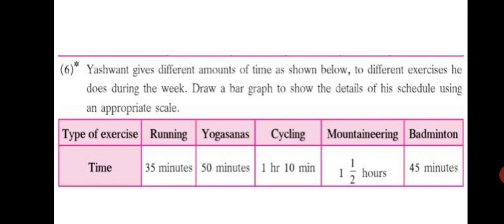1 hour and 10 minutes means 60 minutes plus 10 minutes, 70 minutes we can get for cycling. And 1.5 hour means 60 plus 30, that is 90 minutes for mountaineering. And then we can draw a graph. So let's have a look at the solution.